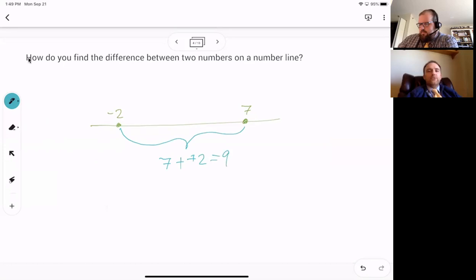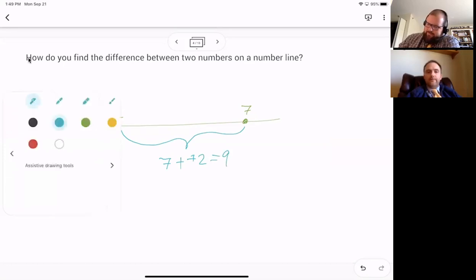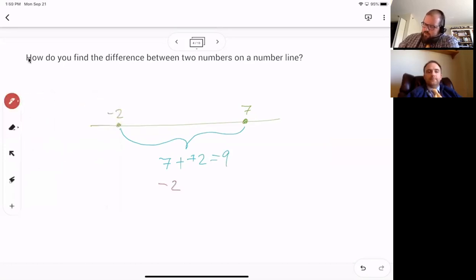Yes. What if we did -2 minus 7? Ooh, I like that. -2 minus 7, that's -9.